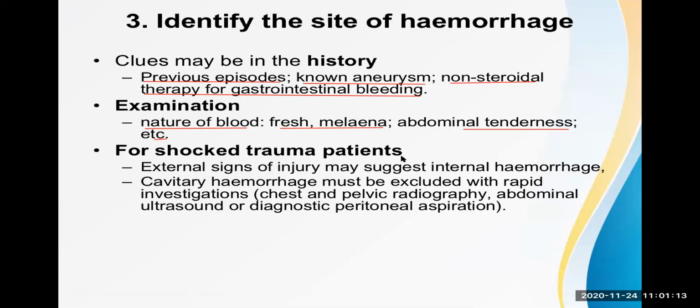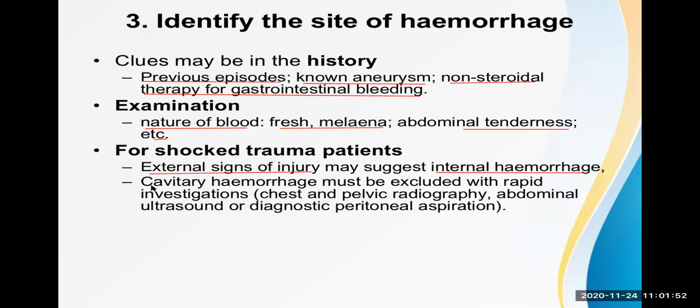For a shocked trauma patient, examine for external signs of injury, which may suggest internal hemorrhage. A good example I can provide here is abdominal bruise or contusion. There is a blunt trauma in the anterior abdominal wall, and because of that there is a bluish discoloration, and that blunt trauma has caused rupture of the spleen or the liver, and sometimes even internal aneurysm rupture. Cavitary hemorrhage must be excluded with rapid investigation.